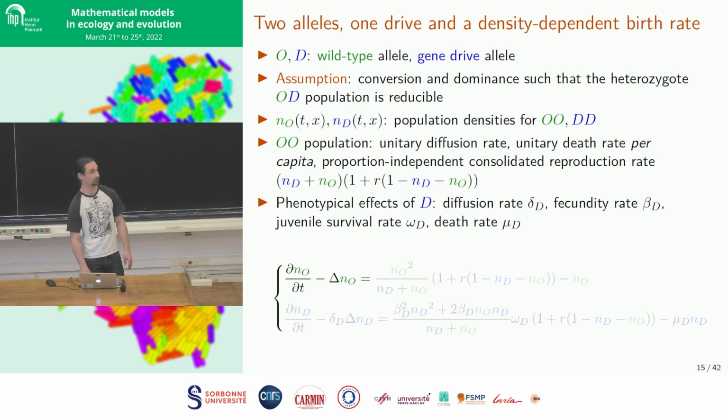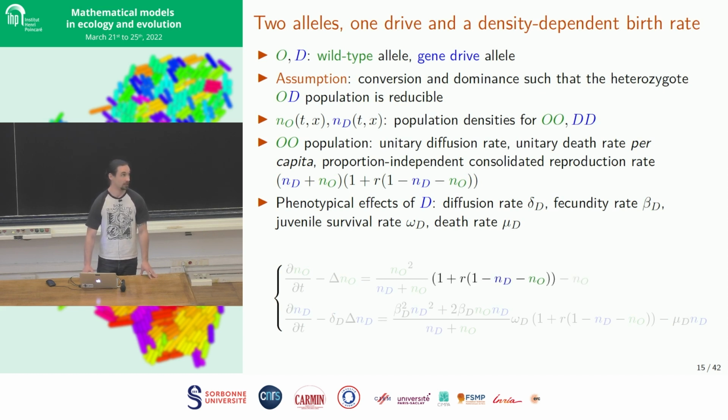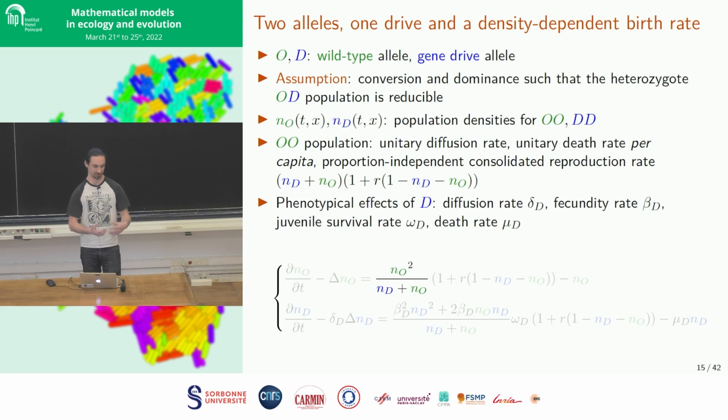So in the first line, you have the diffusion term for the wild-type population, the mortality at rate 1, the number of offspring in each generation with the competition due to logistic growth, and then the probability of making wild-type offspring, which is proportional to the frequency of wild-type individuals in the population. And then you have the same thing on the second line: the diffusion of drive individuals, their mortality, their reproduction rate, and the probabilities that individuals meet and mate.